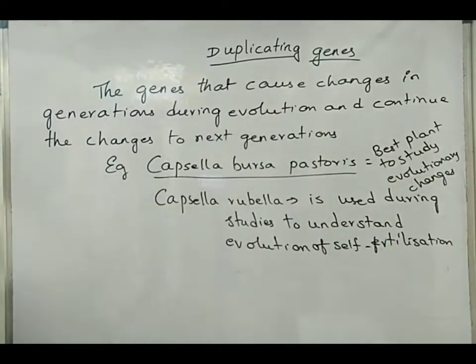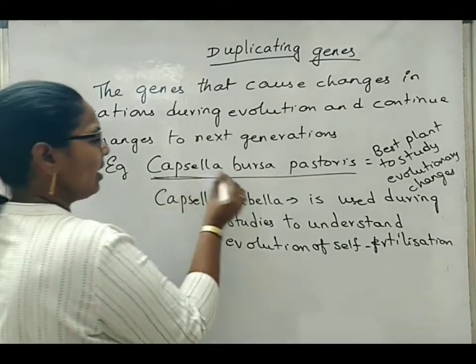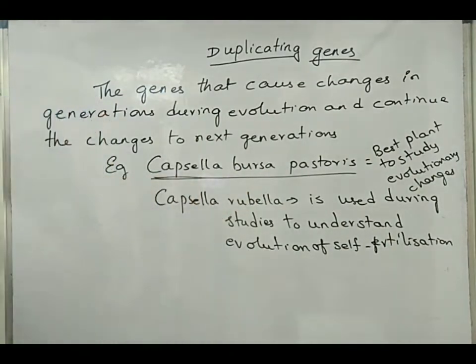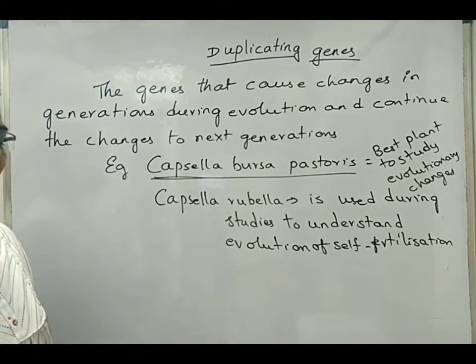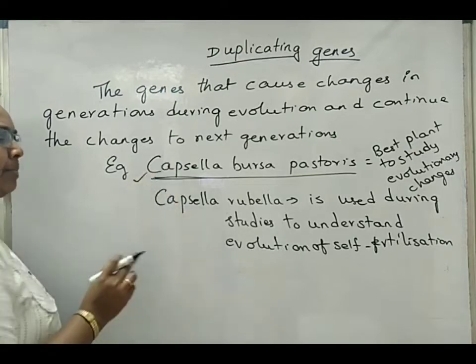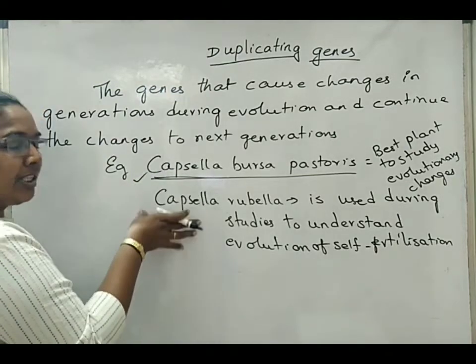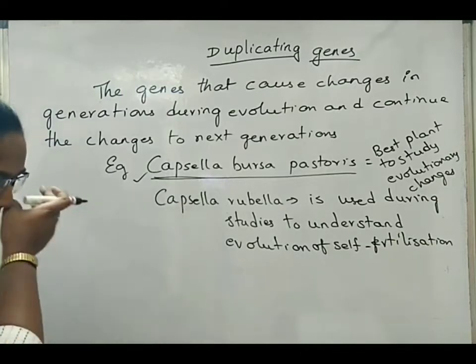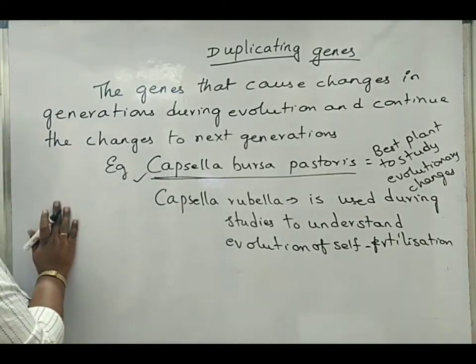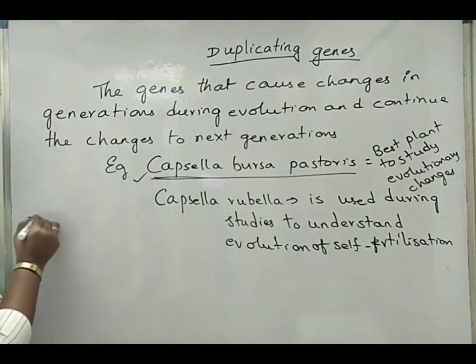So, whenever a question asks which is the typical and best example to study the evolutionary changes among angiosperms, the answer will be Capsella. If they have given just this option, you can write any of these because the genus is the same here. Now, in this there is one specialty under Capsella.